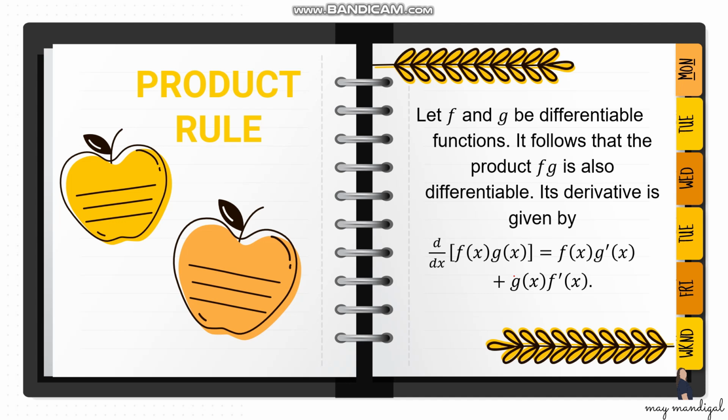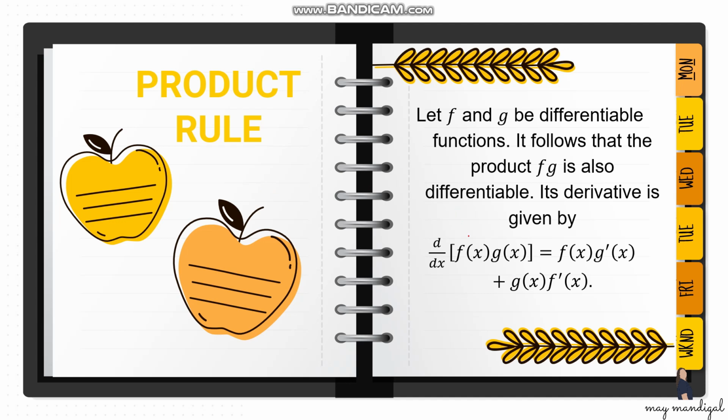Unlike with the sum or difference rule, wherein if there are terms or functions that are added or subtracted together, you can just get their derivatives individually and then add or subtract them. But for multiplication, we have to follow the product rule, wherein you multiply the derivative of one function to the other one and then add it to the product of the derivative of the first function and the other function.